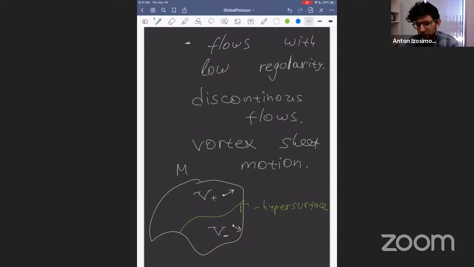While this is clearly something that's observed a lot in examples, you can think of one layer of fluid just not moving anywhere, and then there is another layer that's sliding over it. That would be an example of a vortex sheet.